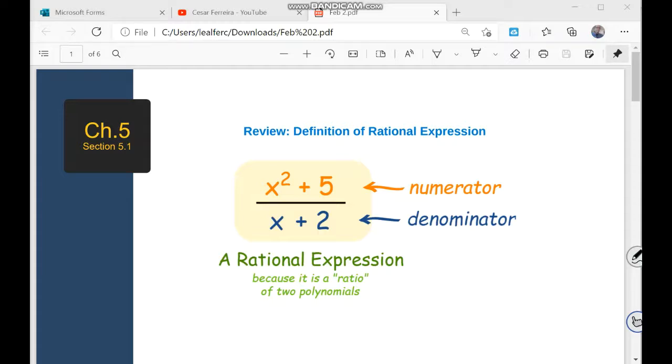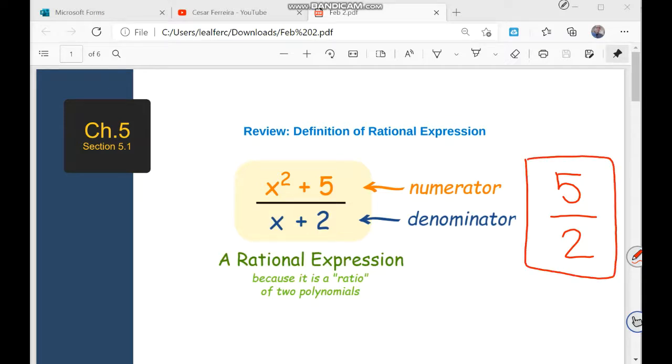It is because it's a ratio, right? It's a fraction or a ratio of two polynomials. And usually you're going to find variables. If we're talking about rational expressions, you're going to find variables. But even if you have, let's say, 5 over 2, this is a fraction, right? You are used to this kind of thing. You might say this is a rational expression as well.